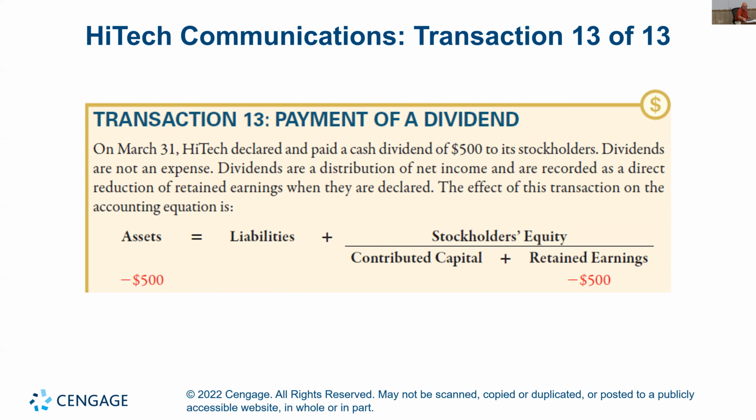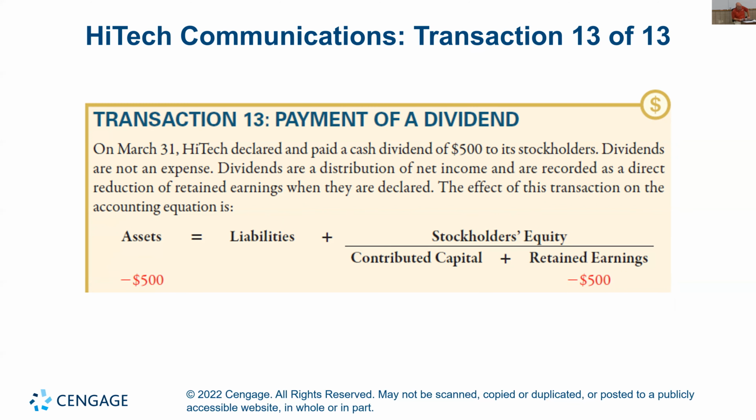Payment of a dividend. I don't have this one on your slide handout, huh? Oh, I don't know why I missed this one, but anyway, dividends come out of retained earnings. Retained earnings is part of equity, so our equity is going down 500, and we made the payment. So that means our cash is going down by 500.